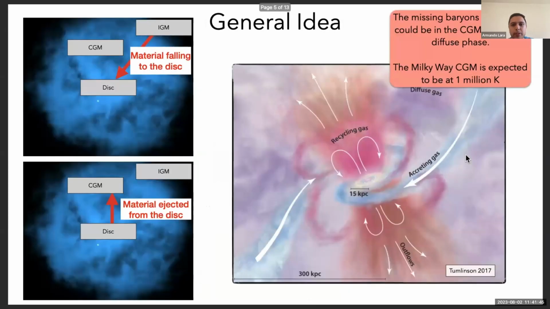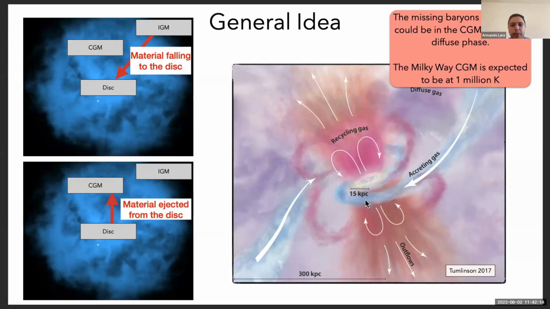This suggests that the CGM is a large reservoir of gas that can fuel future star formation within the galaxy, and also where the missing baryons and metals could reside. The general idea is that while the problem of the missing baryons is related to material falling from outside the halo into the disk, the problem of missing metals is related to metals produced in the disk and ejected out of it.